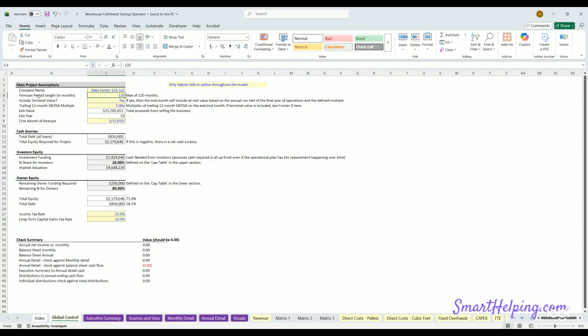Oh, the front you can define forecast periods. So let's say you want to do 60 months instead of 120.